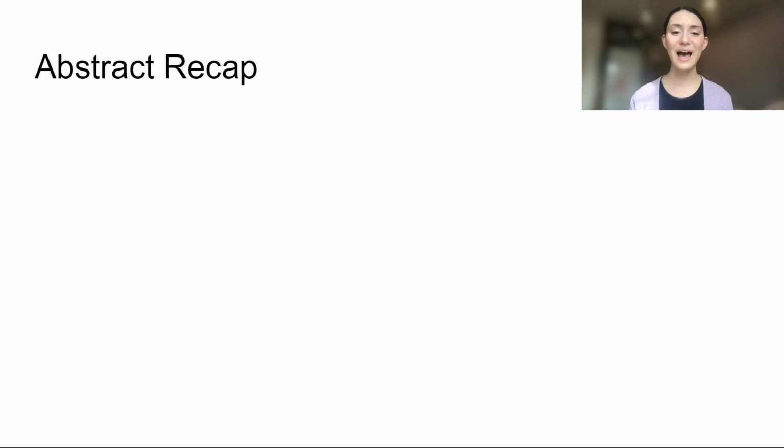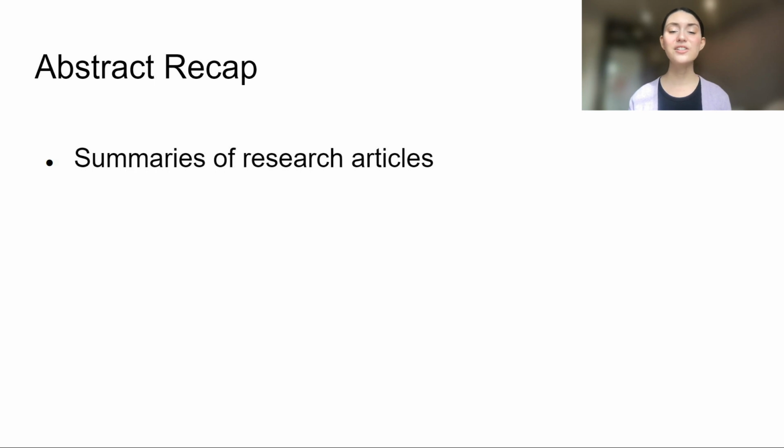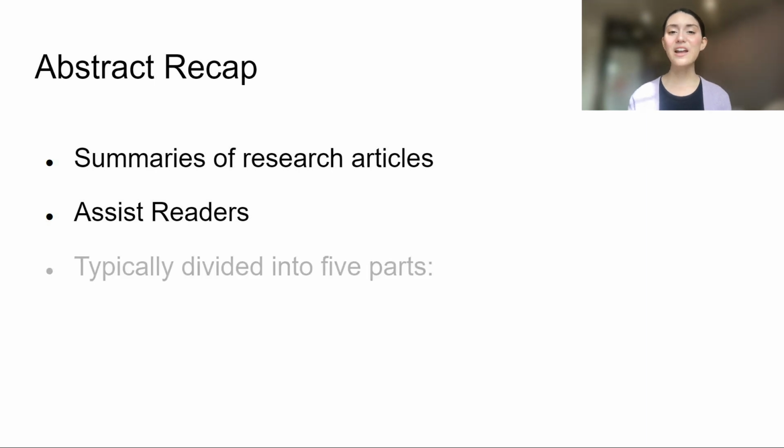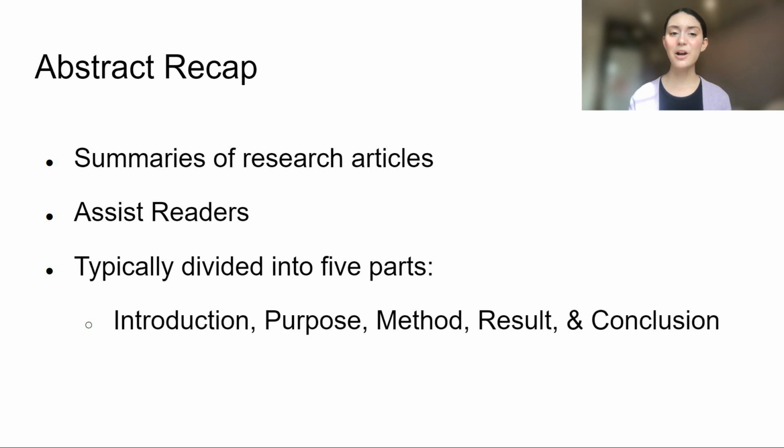Here is a quick recap of what we have learned today. Scientific abstracts are summaries of research articles. They help your reader get a preview of your paper. They are typically divided into 5 parts: introduction, purpose, method, results, and conclusion. While these parts are helpful as a starting point, the parts of an abstract are flexible, and you should include what is most important for your scientific paper.